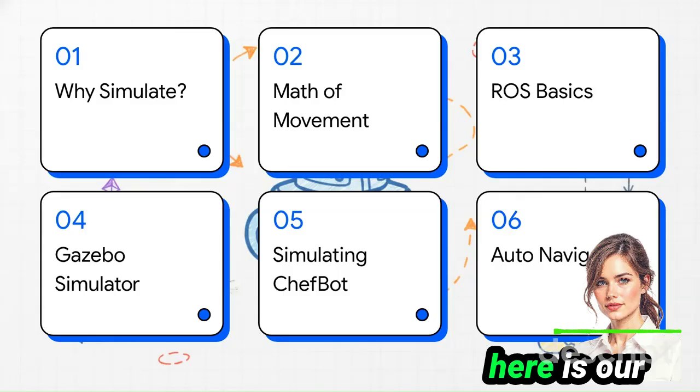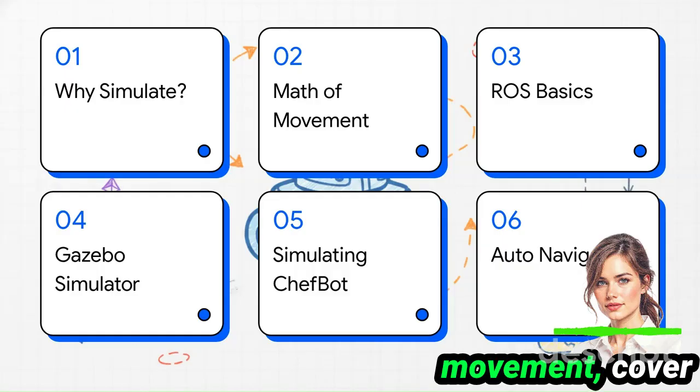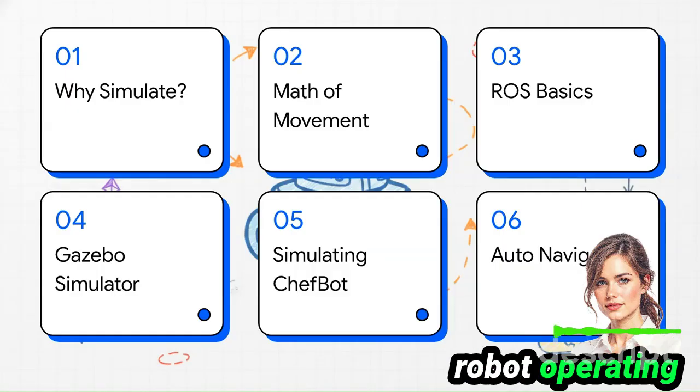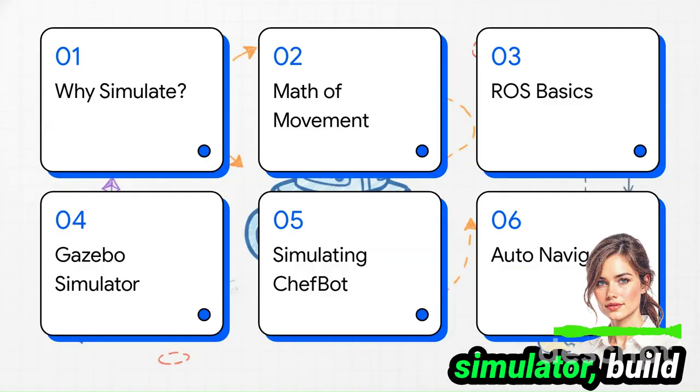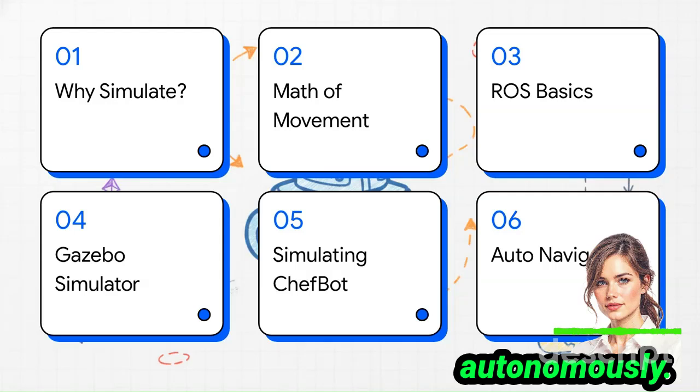To get us there, here is our roadmap for this explainer. We'll quickly look at why we simulate, dive into the math of movement, cover the basics of the Robot Operating System, check out the Gazebo simulator, build our virtual ChefBot, and finally, let it navigate a hotel totally autonomously.